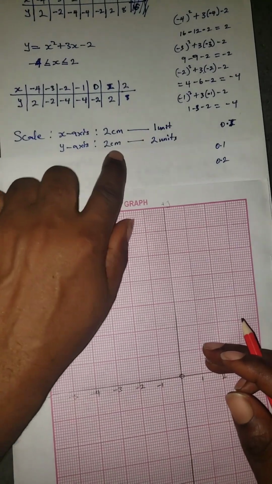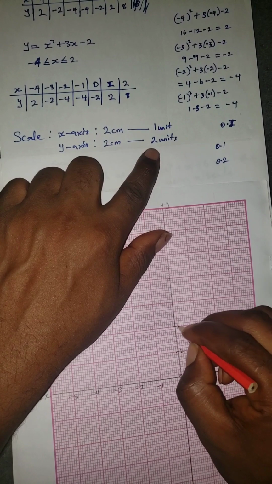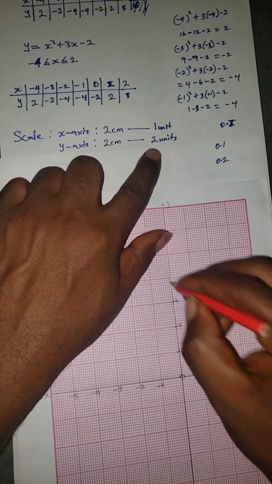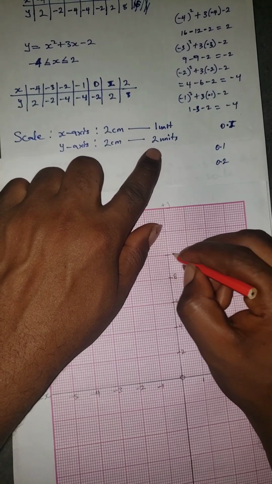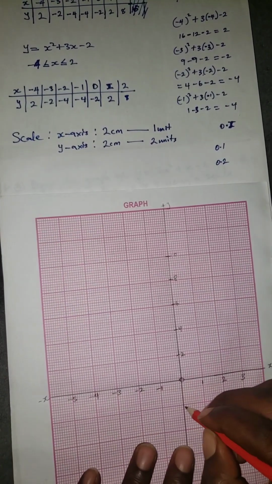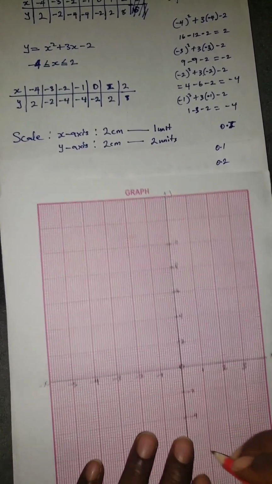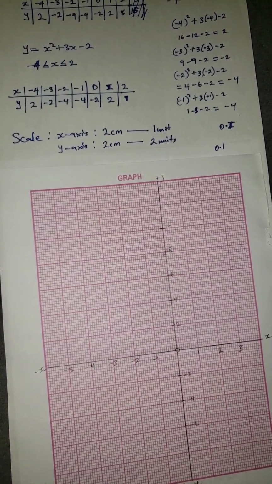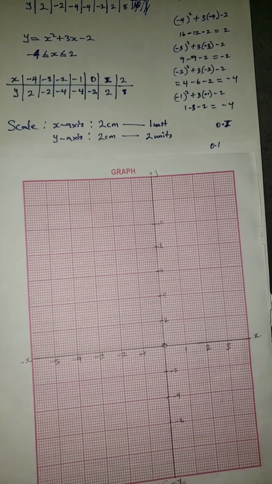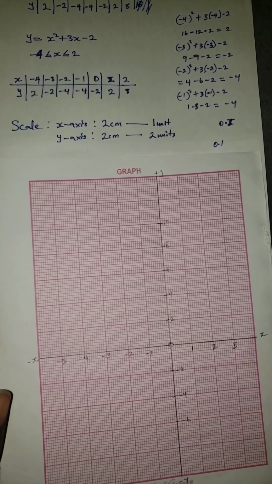Now on the y axis, 2 cm represent 2 units. So here is 2, here is 4, here is 6, here is 8, here is 10. Then I have to also go for negative 2, negative 4, negative 6. Okay, so I'm done labeling my graph. The next thing now is to plot the points. So let us get this point.